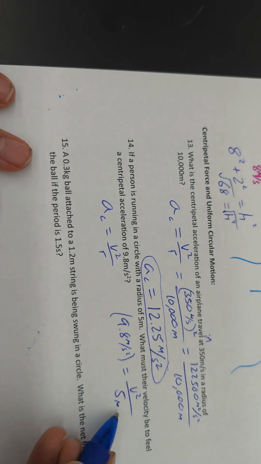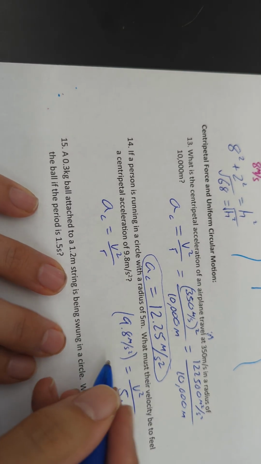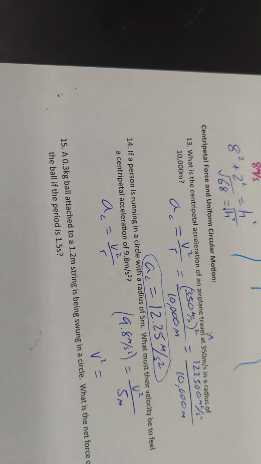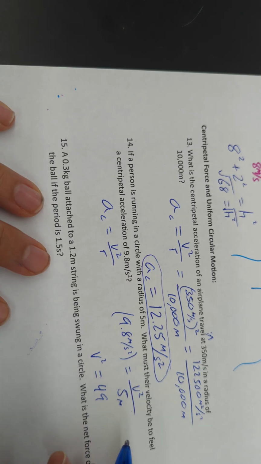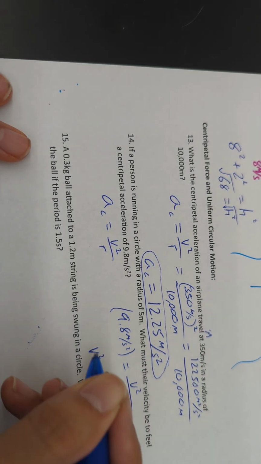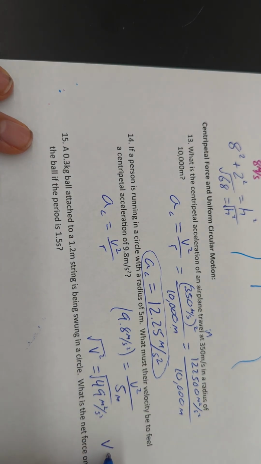We're going to multiply both sides by 5 because that's the opposite of dividing. And once I multiply both sides by 5, I will get v squared equals 49 meters squared per second squared. We're going to take the square root of both of those, and we get a perfect 7 meters per second.